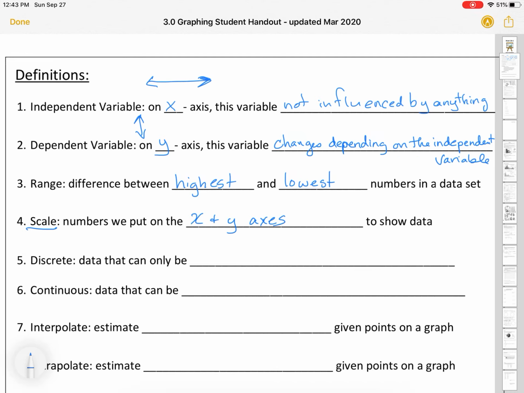Discrete data is data that can only be whole numbers. So things like number of people, you wouldn't count half a person, or age, things like that. Months, those would be discrete data. Maybe I'll add months to that list because it's not a bad thing to do. So you have some examples. And continuous data is data that can be fractions or decimals.